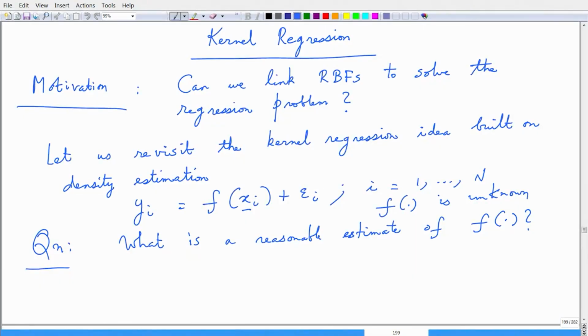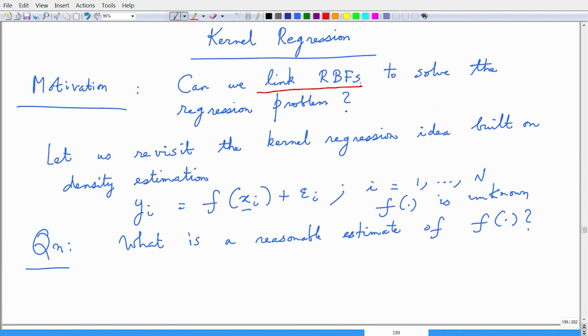Let us get started with the estimation of the probability density using kernels and use this idea for the kernel regression problem. This will also show and illustrate how radial basis functions can be used towards this kernel regression problem. This is an application of RBF towards the kernel regression problem. So, as I mentioned, can we link RBFs to solve the regression problem?